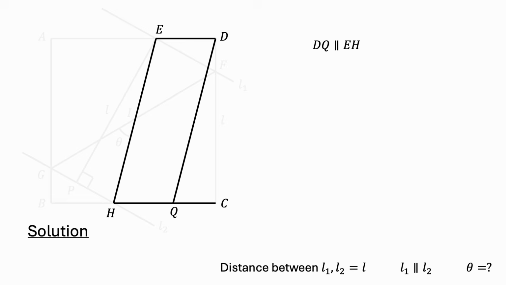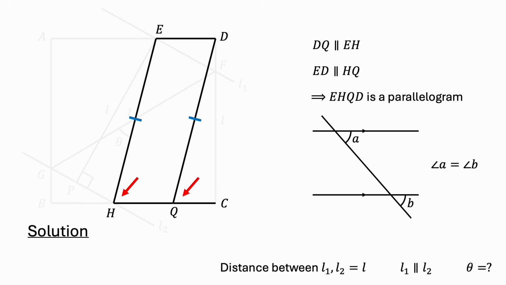Now, consider quadrilateral EHQD and segment QC. Because DQ is parallel to EH by construction, and ED is parallel to HQ since AD is parallel to BC, EHQD is a parallelogram. Opposite sides of a parallelogram are equal, so EH equals DQ. Also, angle EHC and angle DQC are corresponding angles. Since corresponding angles are equal, we have angle EHC equals angle DQC.